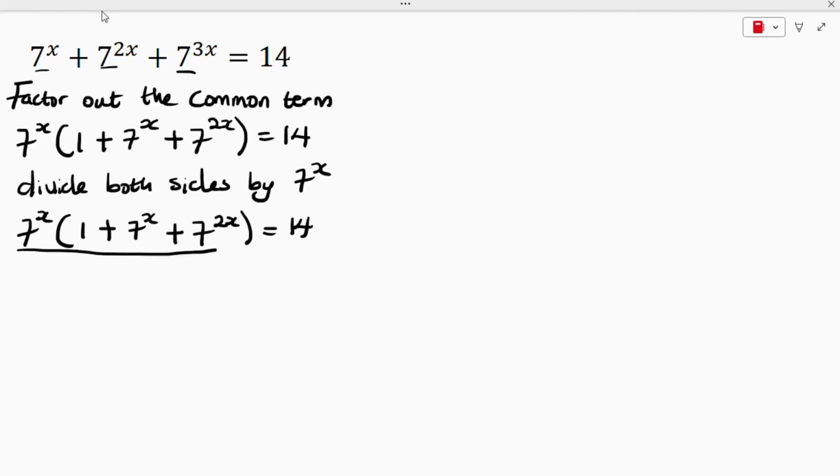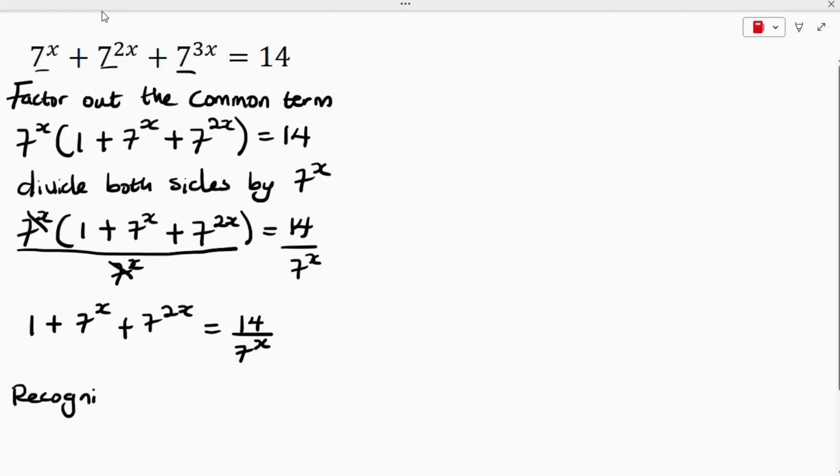Now dividing through by 7^x, this is going to cancel out this, and we have 1 plus 7^x plus 7 raised to the power of 2x is equal to 14 over 7 raised to the power of x. So we are done with this. We want to simply recognize that 7 raised to the power of 2x is the same thing as (7^x) squared. So we want to simply take note of this.